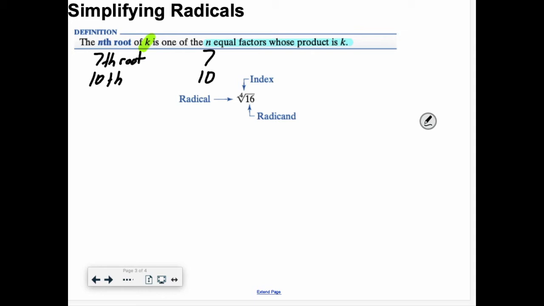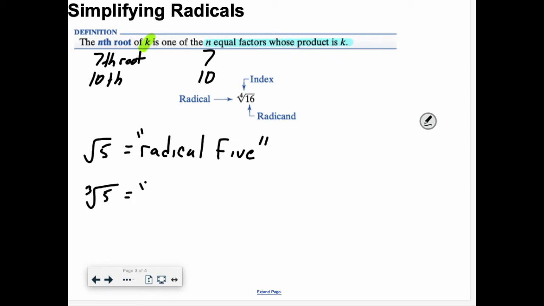And a bit of vocab as we're talking about it. The radical is this entire thing. I refer to this entire thing as the radical. Typically, if I say radical 5, I mean the square root of 5. That's how I would say it out loud. If I was talking about the cube root of 5, I would no longer just say radical 5, I would say cube root of 5.